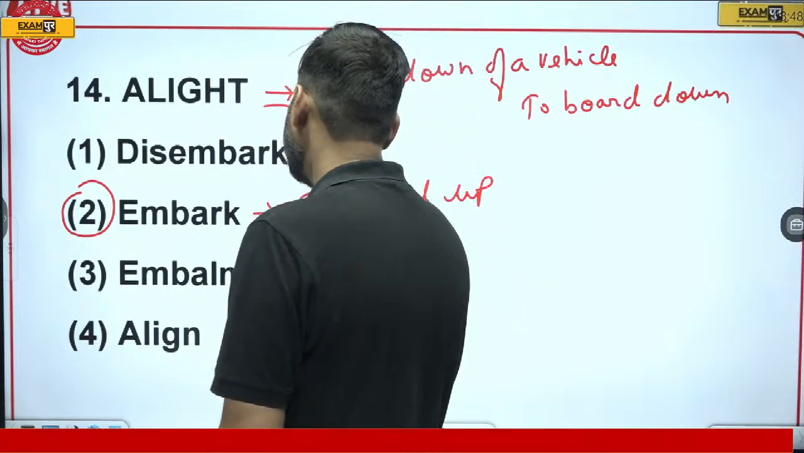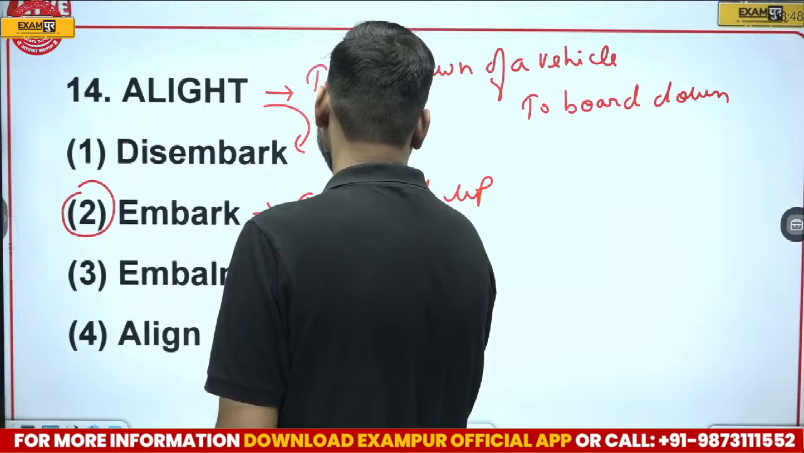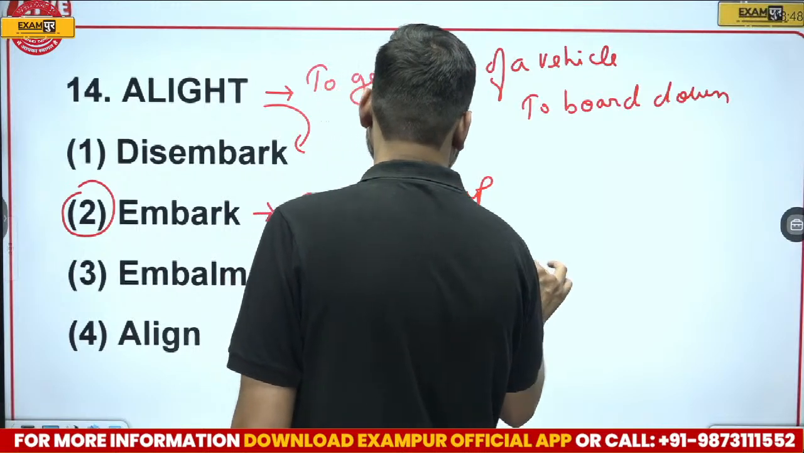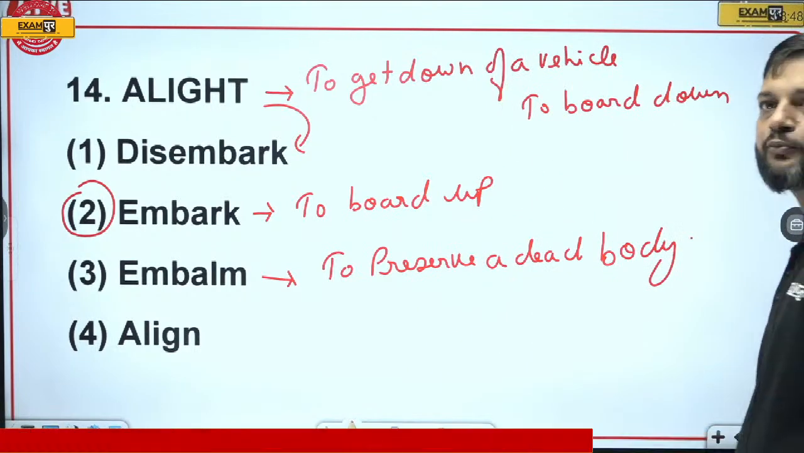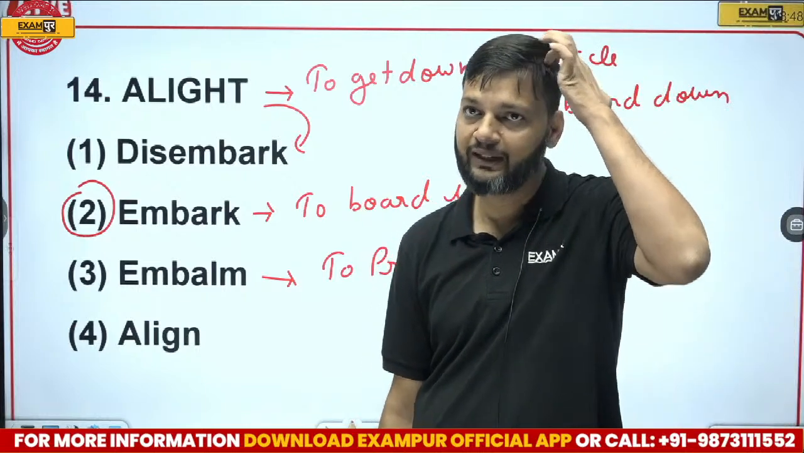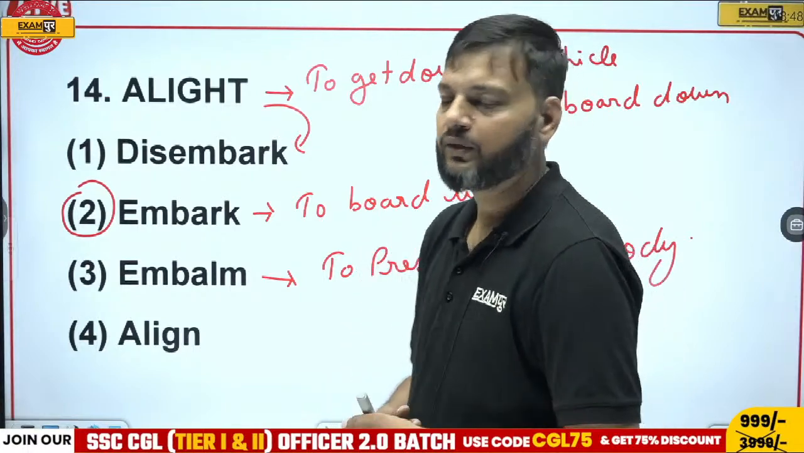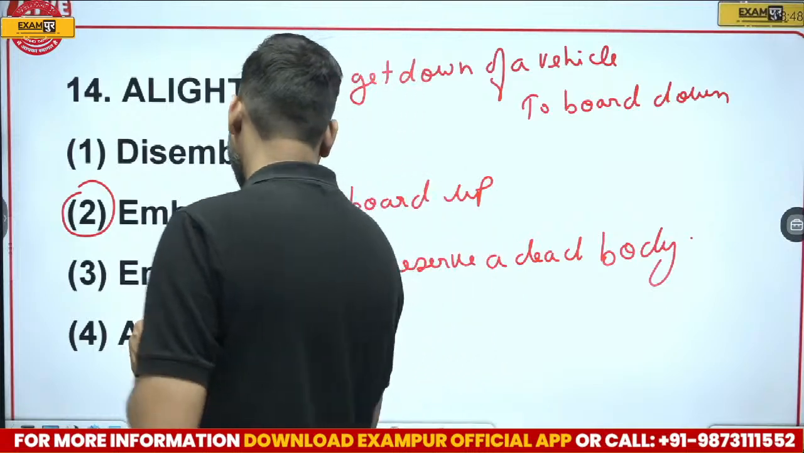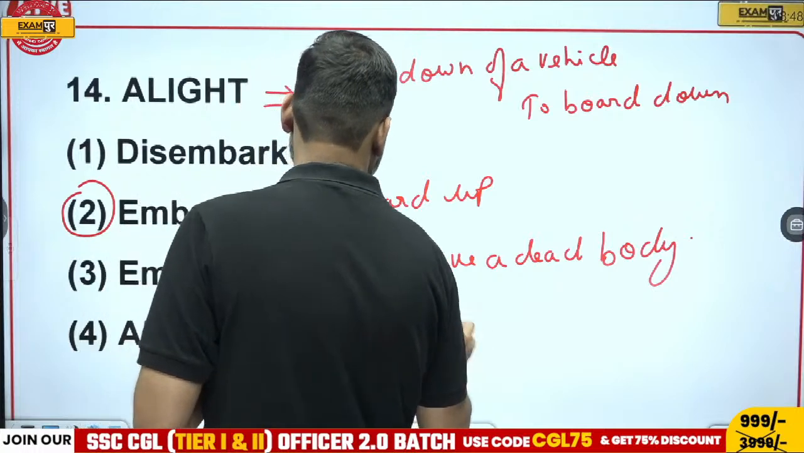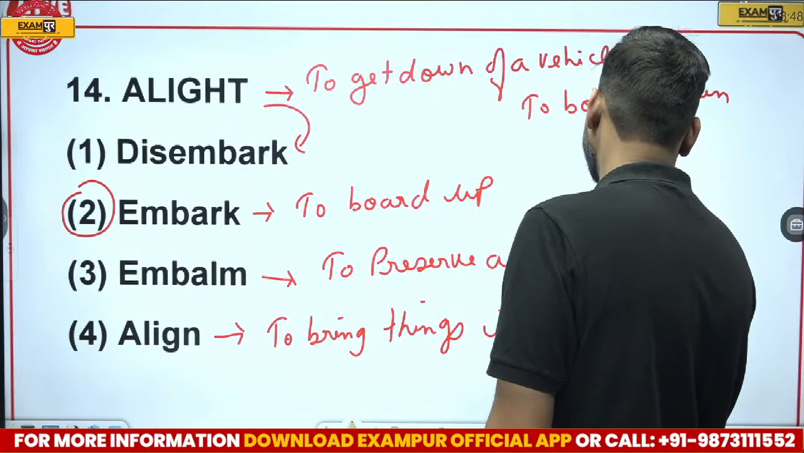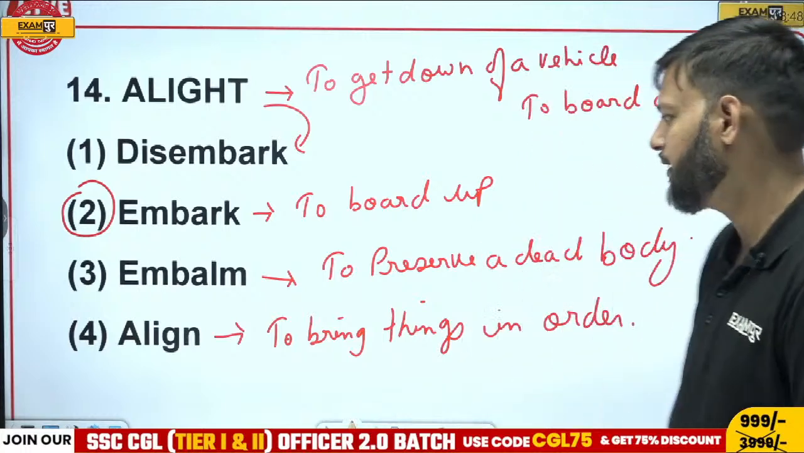The word embalm, EMBALM, means to preserve a dead body. The process of preserving a dead body is called embalm. And the word align means to bring things in order.